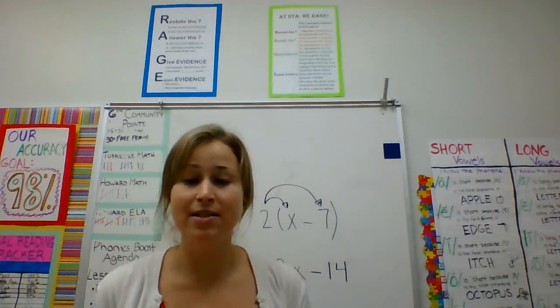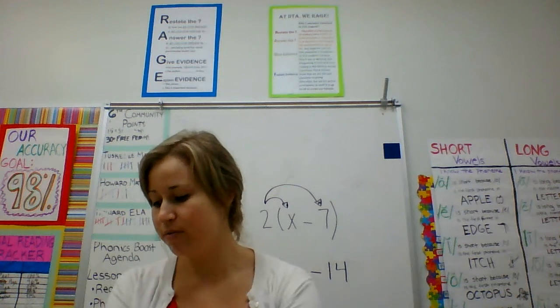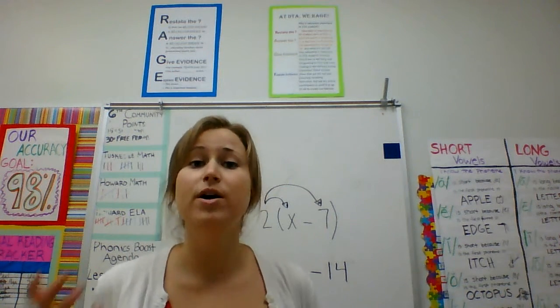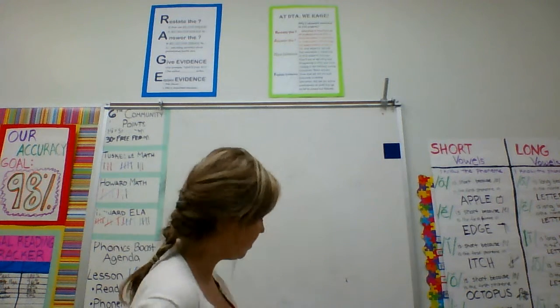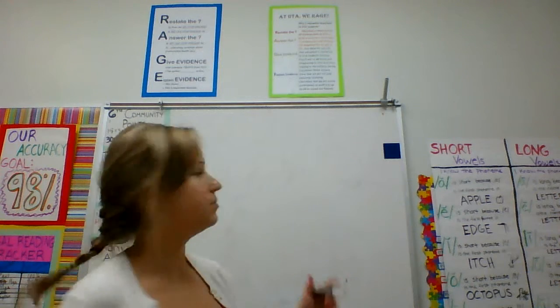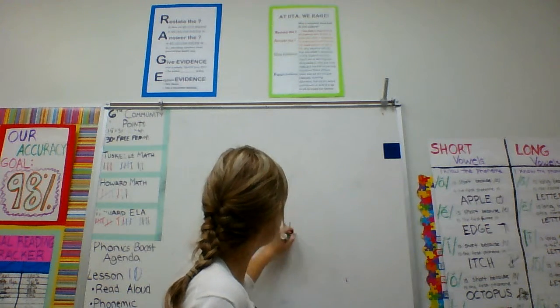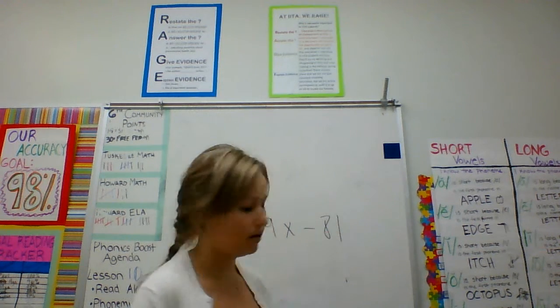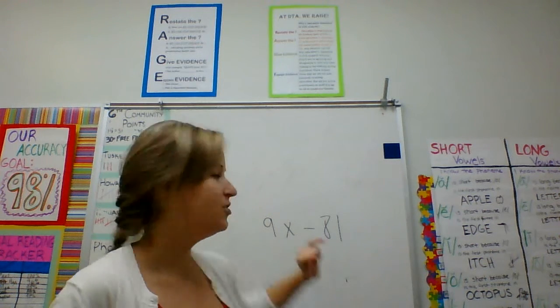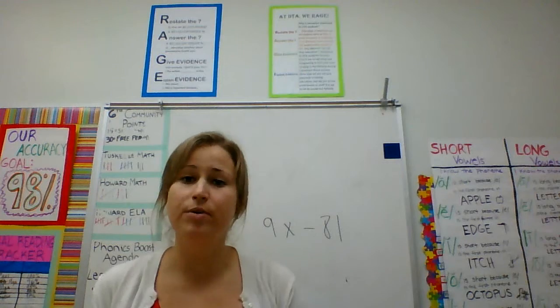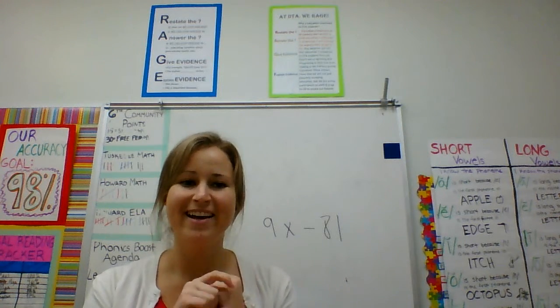So go ahead and pause the video again, do the U-try problem on your own, and then press play to check your answer. All right, the answer to that last U-try problem should be 9x minus 81, because we have positive 9 times negative 9. Check your answer, make sure you got it. If you didn't, just correct your mistake.